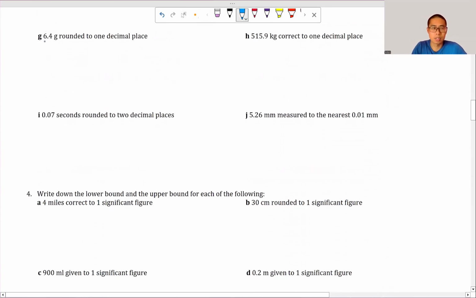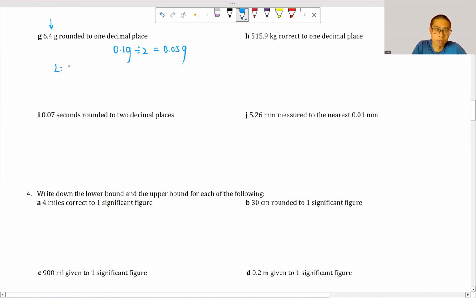So for this one, 6.4 gram rounded to 1 decimal place. If we're looking for the upper bound and lower bound, the way to do this is similar to before, but we need to find what's the nearest figure. So 1 decimal place, this is the 1 decimal place. That's to the nearest 0.1 gram. So now we know it's to the nearest 0.1 gram. We divide by 2, then we have 0.05 gram.